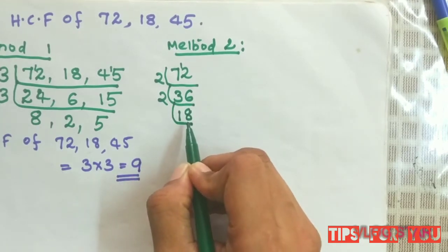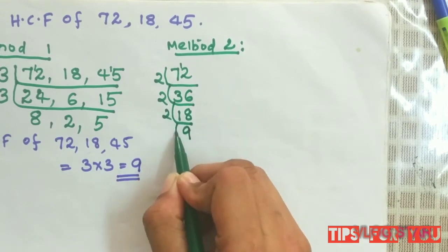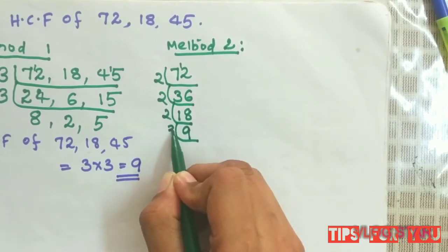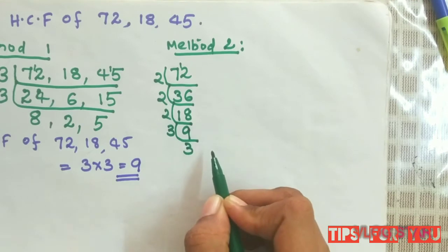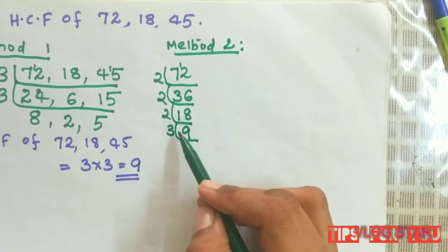Again we will divide it by 2. We will get 9 here. Again we will divide by 3, and again 3. So these are the factors of 72: 2, 2, 2, 3, 3.